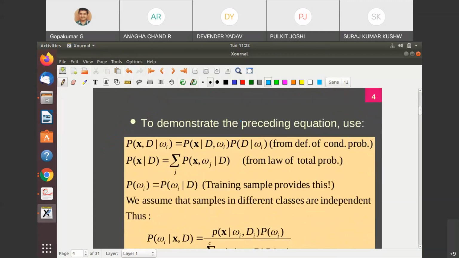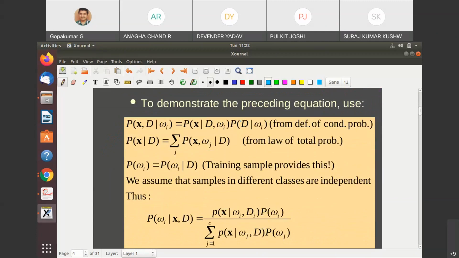Okay, so this is whatever we have discussed. The same thing: we are trying to bring in different cases. One is the probability of x comma D given wi, and the probability of x given D. All these we have seen. So we have the probability of x comma D, that's a joint.